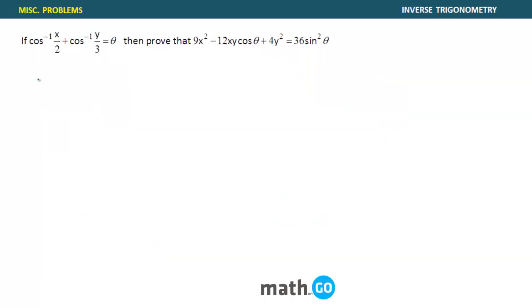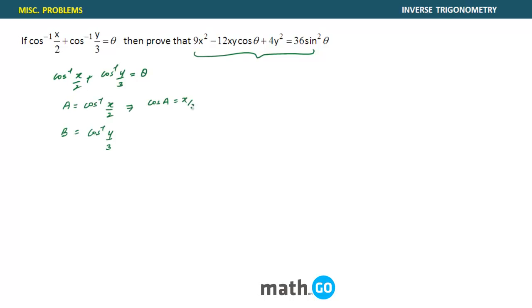That's it. The next problem says that you are given cos inverse x by 2 plus cos inverse y by 3 equal to theta, and you want to prove this particular equation written over here. How are you going to solve these kinds of problems? Let's assume that cos inverse x by 2 is an angle, so I assume this to be A, and the other angle, cos inverse y by 3, to be B. So from here I can say that cos A is nothing but x by 2, and cos B is nothing but y by 3.